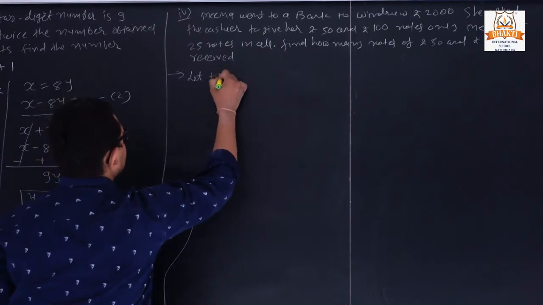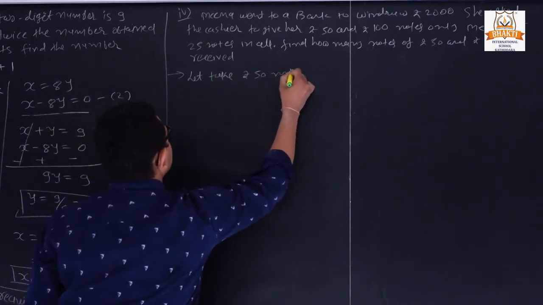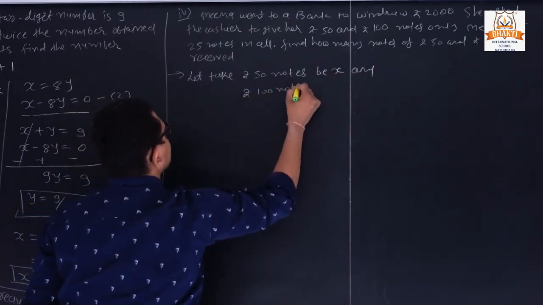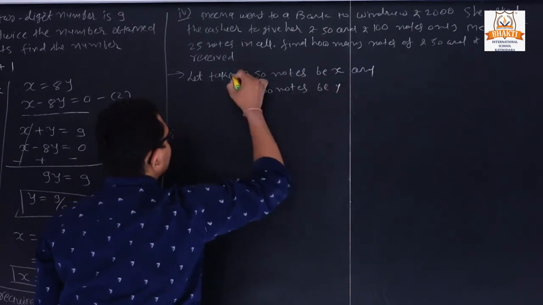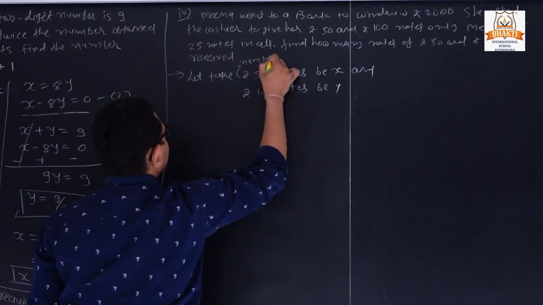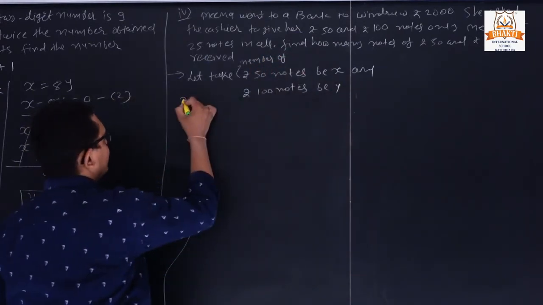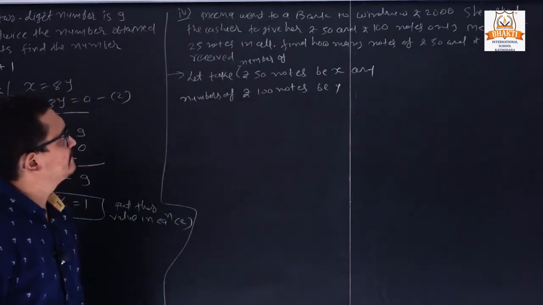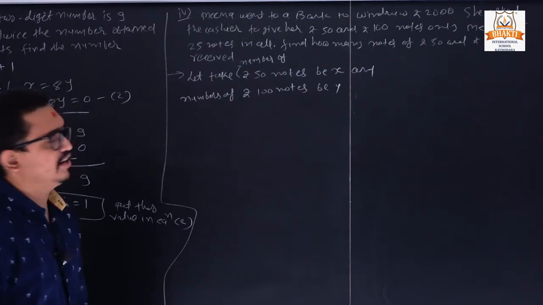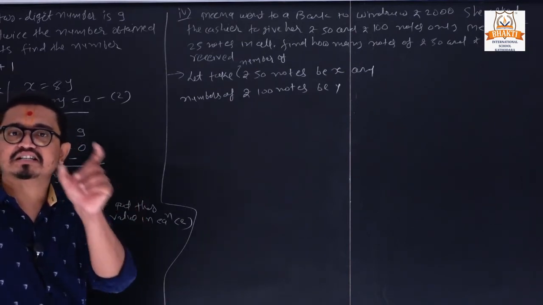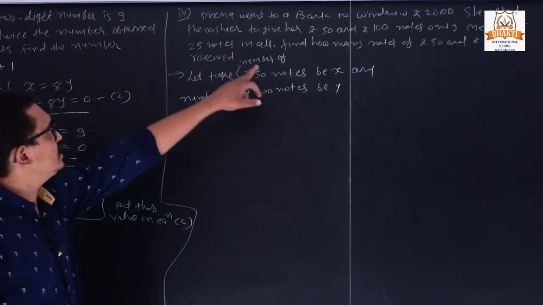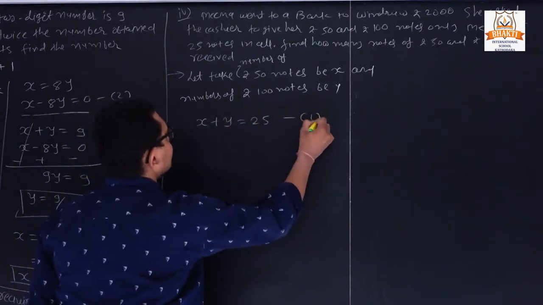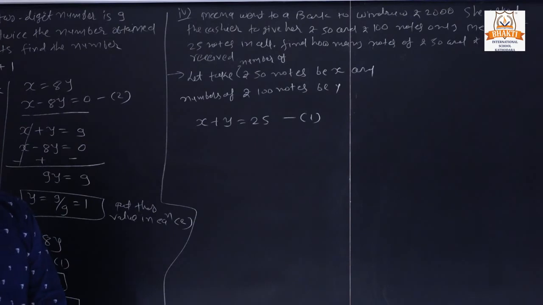Let the number of rupees 50 notes be X and the number of rupees 100 notes be Y. So Meena got 25 notes. So 50 rupees notes plus 100 rupees notes is equal to how many notes she received? It is 25. So we can write like that, X plus Y is equal to 25. We can declare it is result number 1.